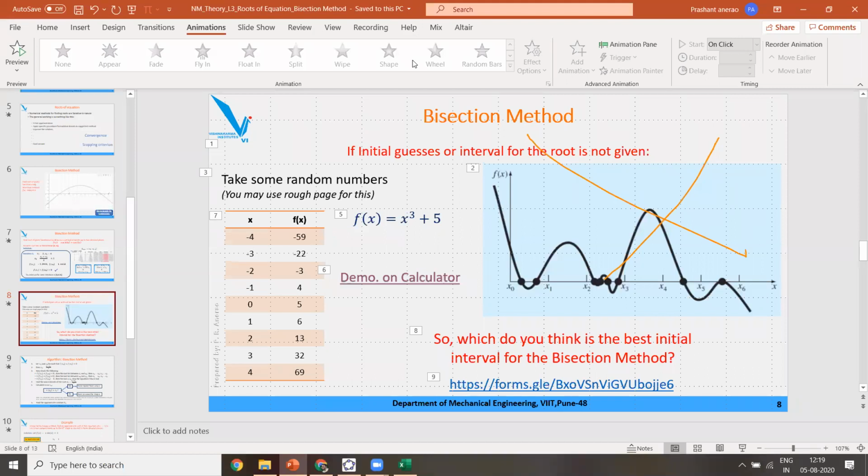Please note down the equation f of x equal to x cube plus 5, and you have to find the best interval for bisection method, and whatever answer you get, put it in that Google Sheet along with your roll number, so I can have your attendance.